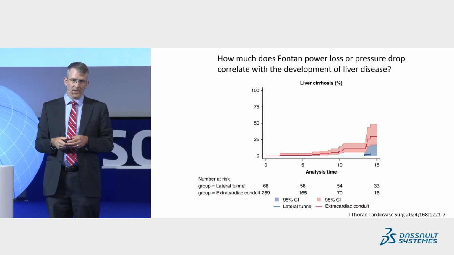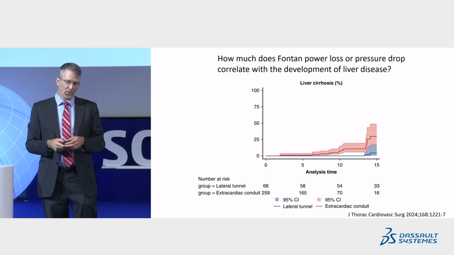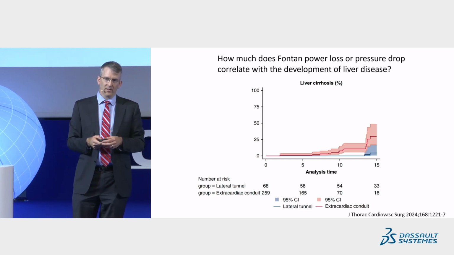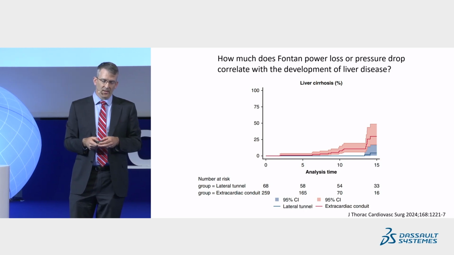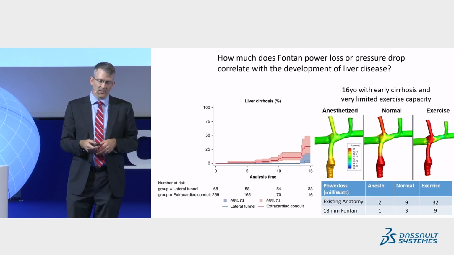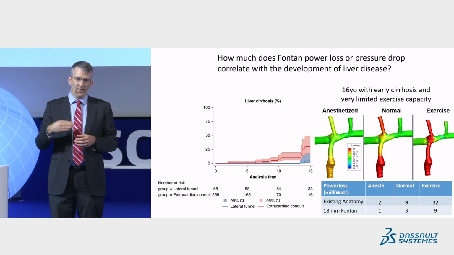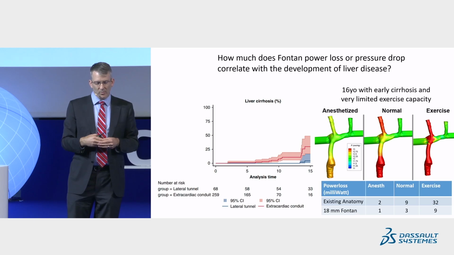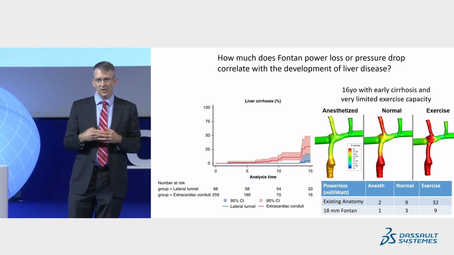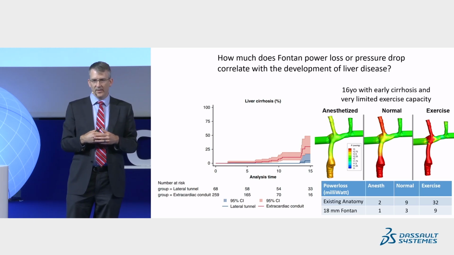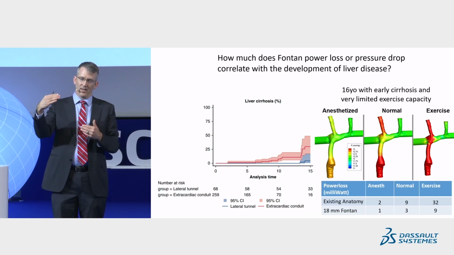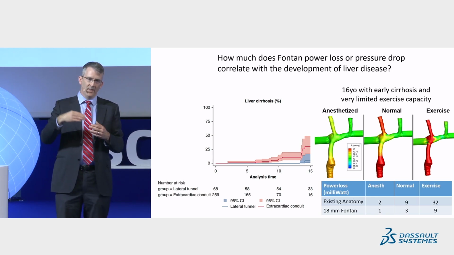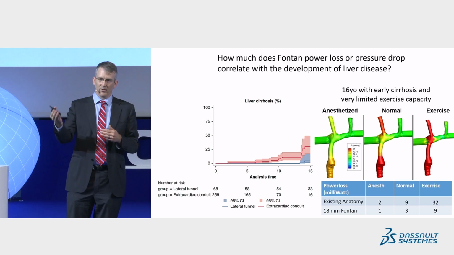This is a study that was released earlier this year out of the Washington, D.C. group, which shows early development of liver cirrhosis in patients with Fontans, particularly those with small Fontan conduits. And this is the CFD result from a patient that matched that cohort that came to Boston Children's, who was really doing quite poorly, a 16-year-old who had too small of a Fontan conduit. We did CFD. We found that she was having a dramatic rise in her IVC pressure with any exercise. And if we upsized her Fontan conduit, we were able to reduce the power loss by a factor of 3.